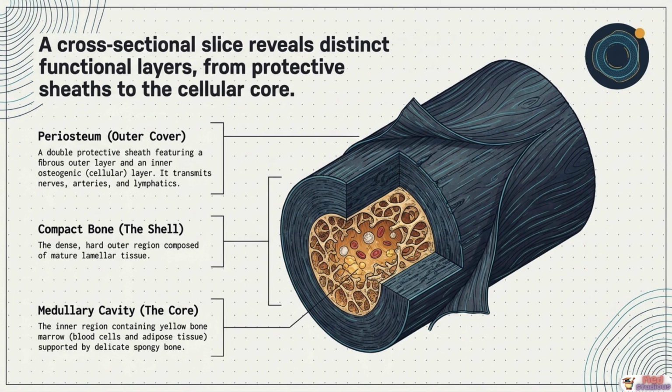The middle layer is compact bone, the dense, hard outer shell, composed of mature lamellar tissue organized into cylindrical structural units called osteons. This is the load-bearing shell of the bone, constituting about 80% of total skeletal mass. The innermost region is the medullary cavity, the hollow core of the diaphysis, containing yellow bone marrow in adults, a mixture of adipose tissue and blood-forming cells supported by a delicate internal scaffolding of spongy bone.